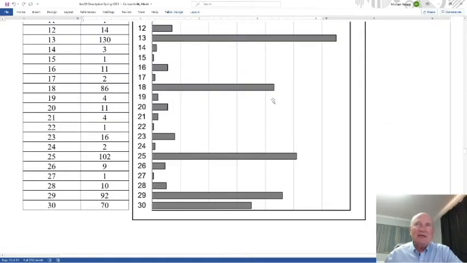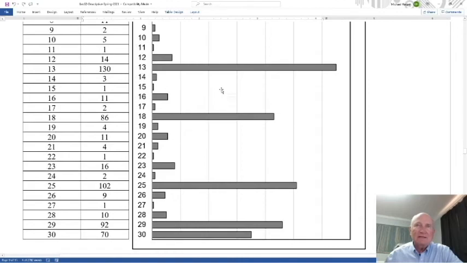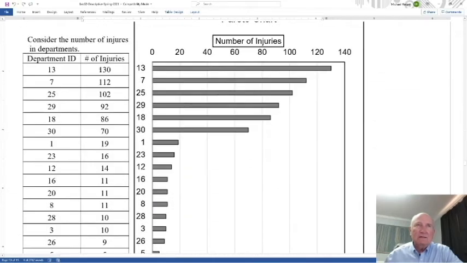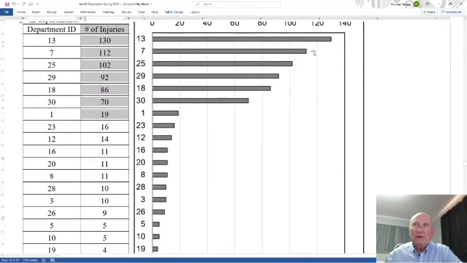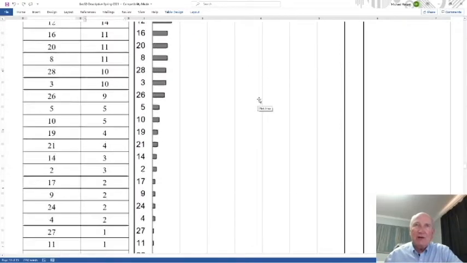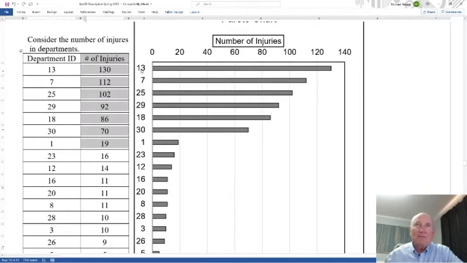I took the same data set, the very same data set, but then I rank ordered it not by department, but by injuries. So now we can see 1, 2, 3, 4, 5, 6. We have 6 departments out of the 30 that are a problem. And department 13 is probably where we should start. Okay? But 13, 7, 25, 29, 18, and 30, those are the ones we probably should be looking at. Let's start with 13 because that's the worst. Because if you start with the worst one, you get that solved, you're going to solve a lot of problems on the very beginning.